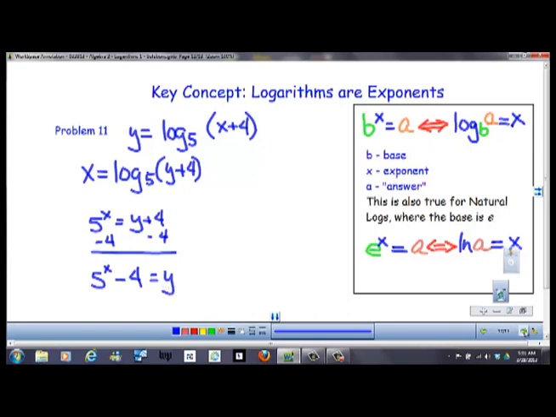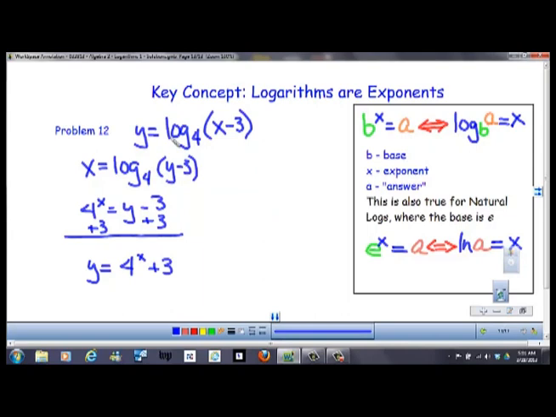And our final problem. Y is equal to log base 4 of x minus 3. The only difference here is we're going to add instead of subtract. So transpose x and y. X is equal to log base 4, y minus 3. 4 to the x is equal to y minus 3. Add 3 to both sides. Y is equal to 4 to the x plus 3. And we're done. And we're ready to tackle more challenging problems.